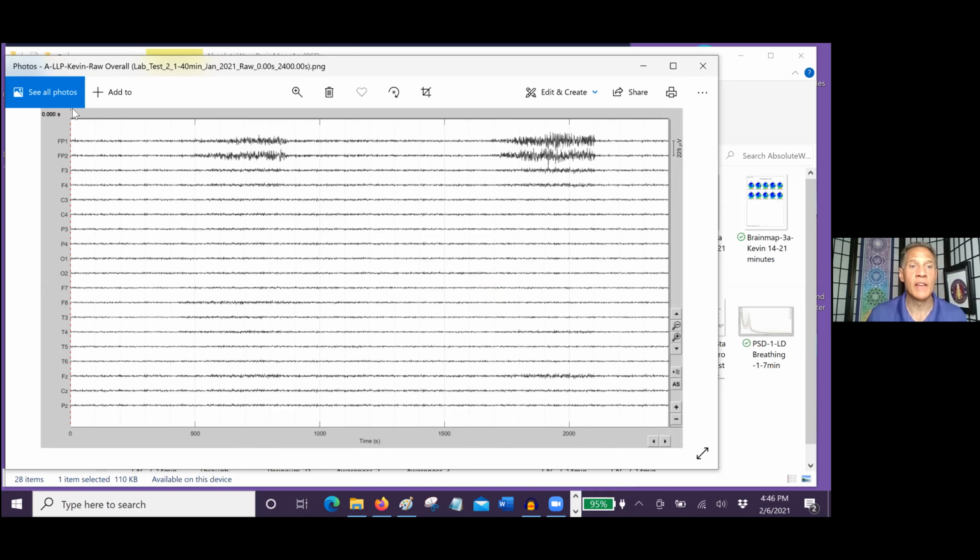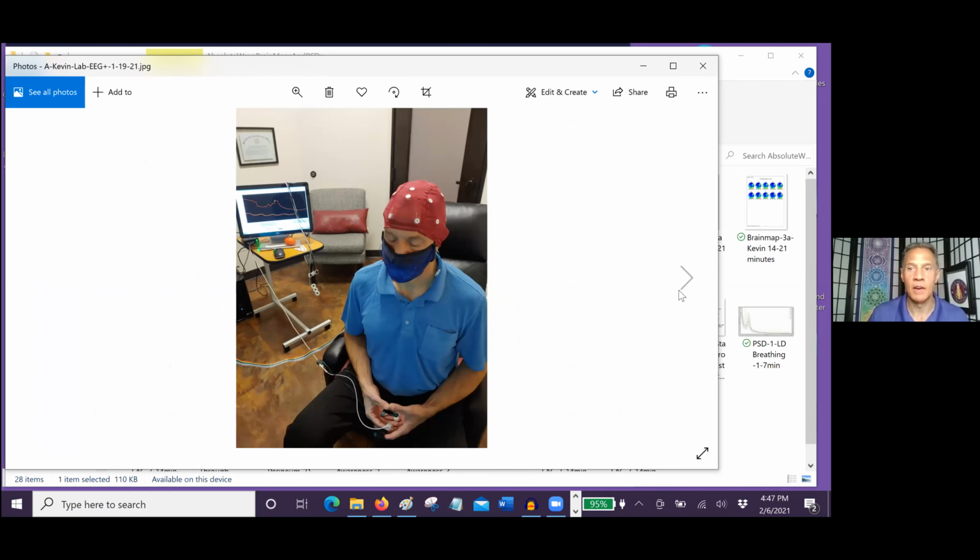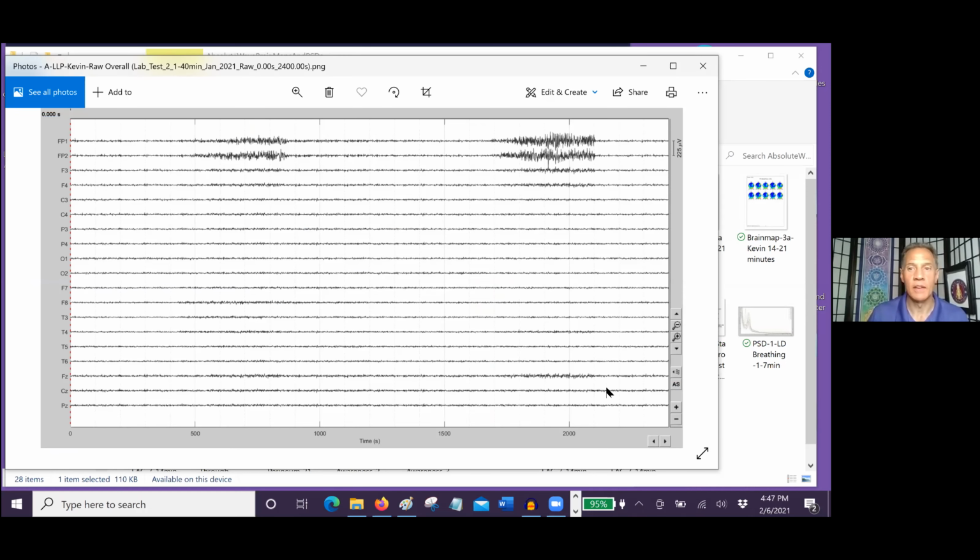And in the raw data, you can see those two plateaus right here in especially the frontal 2 sensors. That's where that high beta gamma is showing. And you can see all the 19 sensors listed there down the left.